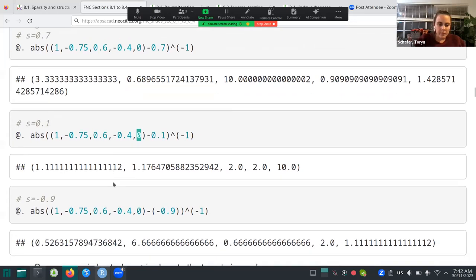So that's the cool part. A question here is, why don't we see power iteration on A minus SI? Why should we do it in A minus SI inverse?